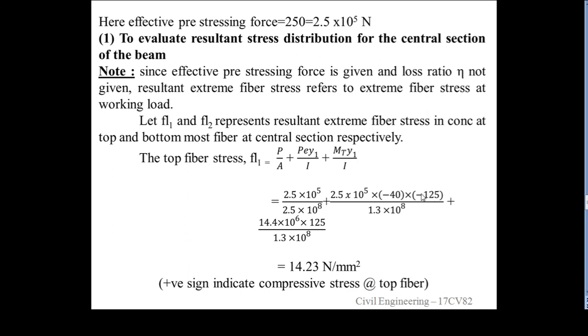which we take here as positive, divided by 1.3 into 10 raised to 8, plus 14.4 into 10 raised to 6 into 125 divided by 1.3 into 10 raised to 8. That gives FL1 the value 14.23 Newton per mm square. The positive sign indicates the compressive stress at the top fiber.